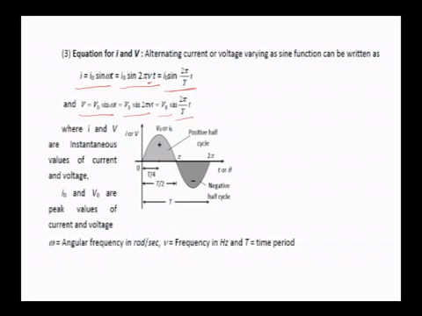Just look at the graph here. Current or voltage will be 0 when time is 0. It will reach maximum when the time is T by 4. It will become 0 again when the time is T by 2, and it will become negative maximum at time 3T by 4, and it completes one variation in a time equal to T second. That means current reaches maximum twice in the entire cycle: once in the first half cycle, and again in the next half cycle. So current or voltage changes periodically both in magnitude and in direction.